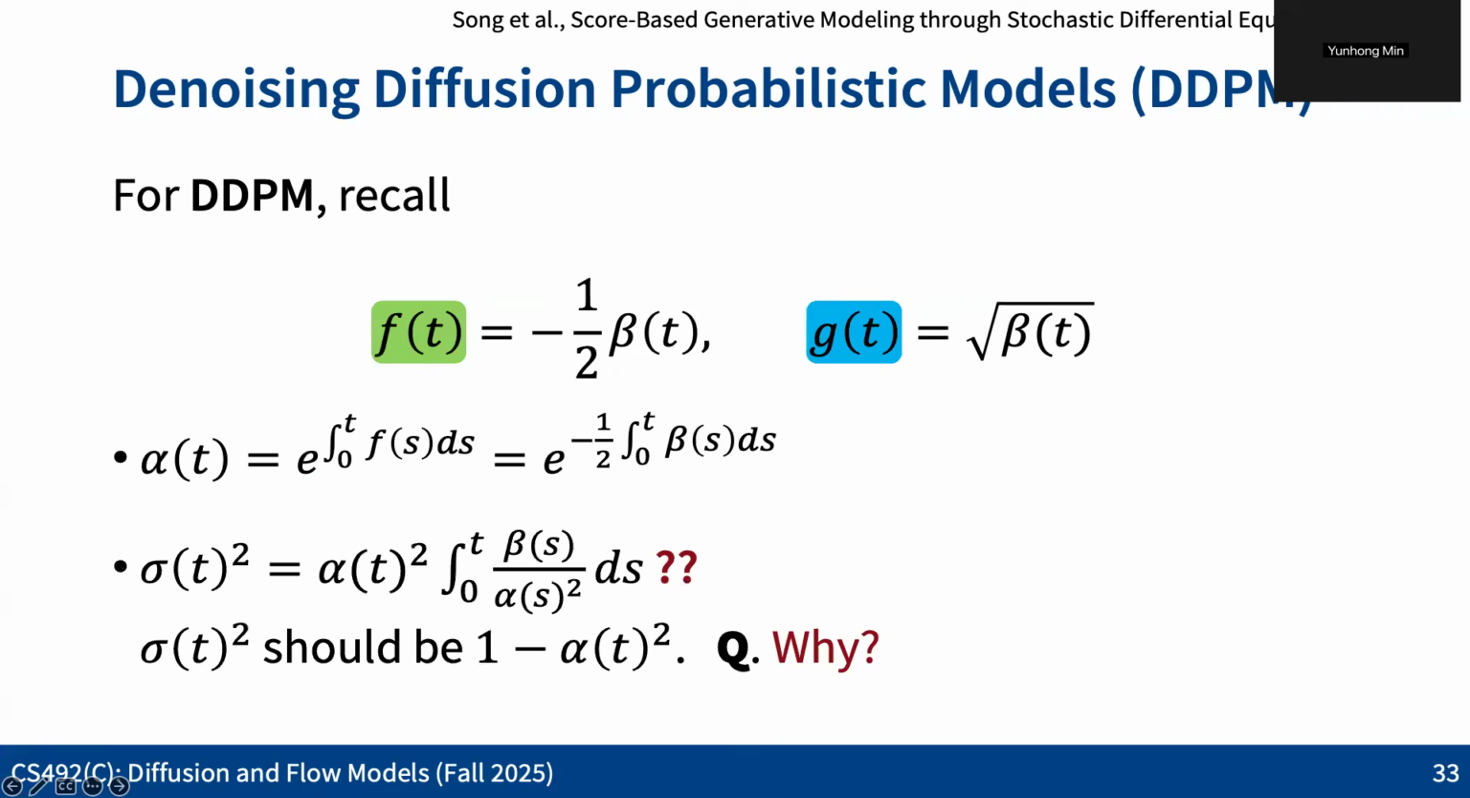The other thing is about the sigma_t function, which should have this form. One fact that we know is that the squared sigma function should be the same as this term. Can you see why? This comes from the derivation of the forward jump distribution of the DDPM. Can you see why this should be the same?